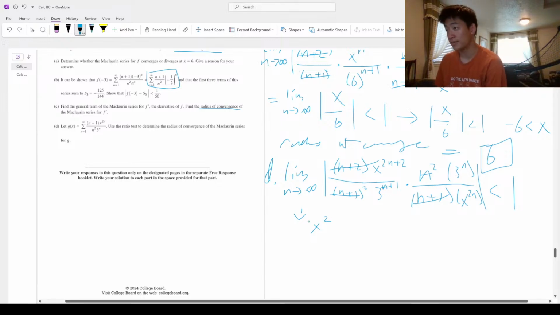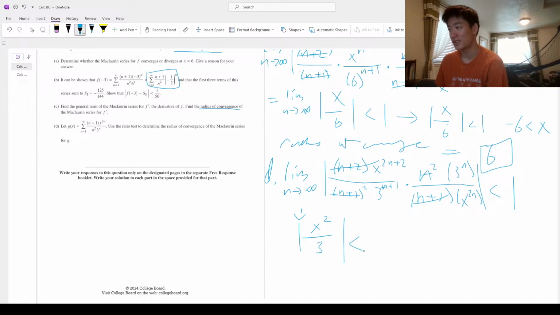x squared, because we have 2 extra x's on top compared to the denominator. Okay, over 3, absolute value of this is less than 1. x squared, this is, yeah, so you can take the square root of this. Yeah, you're solving this inequality.